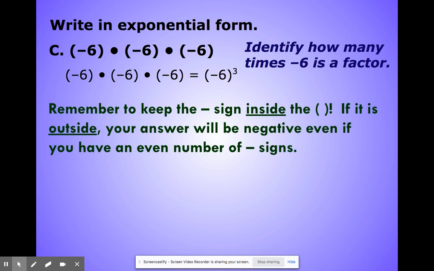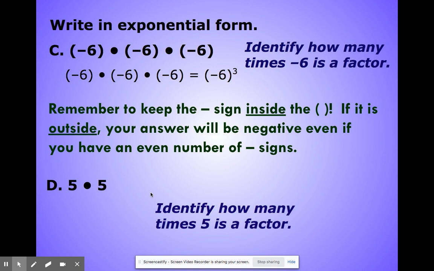All right, so if it is outside, your answer will be negative, even if you have an even number of negative signs. So if you have an odd exponent, your answer will be negative. If you have an even exponent, your answer will be positive. But if you forget to keep that negative inside the parentheses, your answer will always come out as negative, and you want to be careful with that.